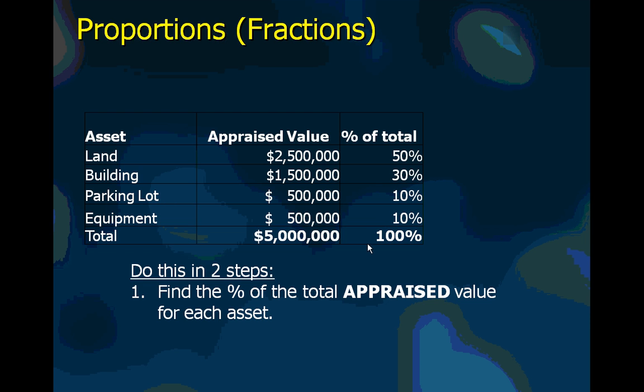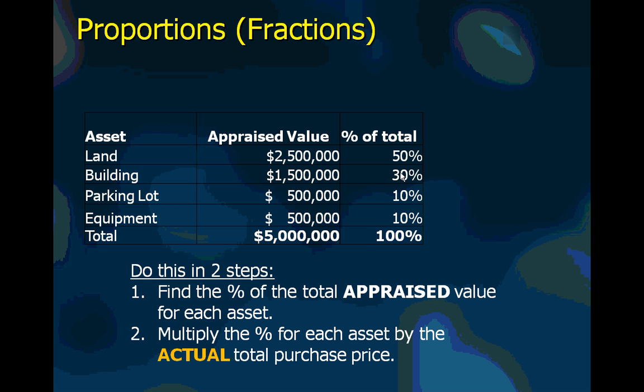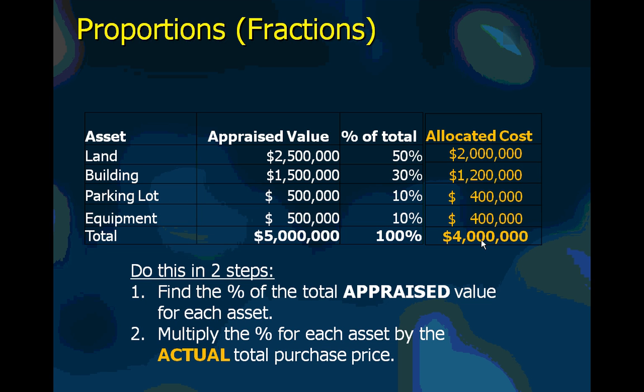Now, what do you do next? Well, you multiply these percentages here by the total purchase price, because the total purchase price is not the same as 5 million. So here's how we do that. Just go 50% times 4 million. Half of that is 2 million. There you go. 30%, 4 million. 1.2 million. 10%, just take away a 0, you get 400,000 for each of these two, the parking lot and the equipment. Of course, these have to add up to 4 million. Check your math, and they do. 2 mil, 1.2 plus 0.8 mil for these two combined. There you go, 4 million. It adds up. And again, the spreadsheet's very valuable for this.